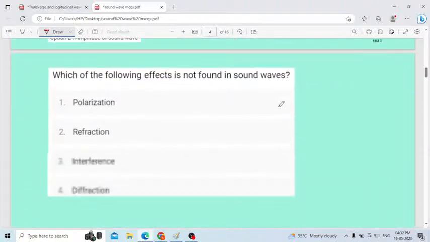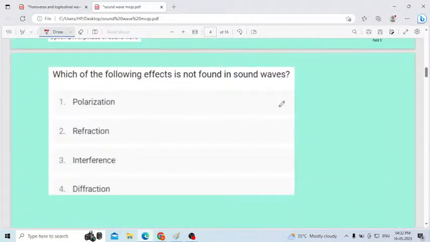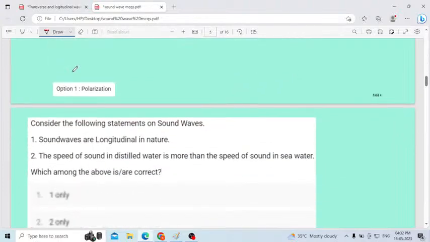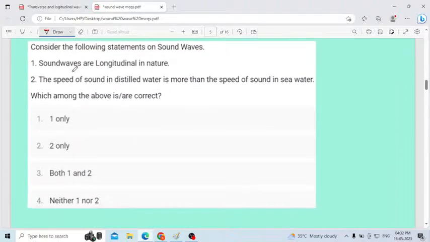Next one: which of the following effects is not found in sound waves? Polarization, refraction, interference, diffraction. Polarization is not related to sound waves. Refraction, interference and diffraction all happen, but polarization does not happen at all.